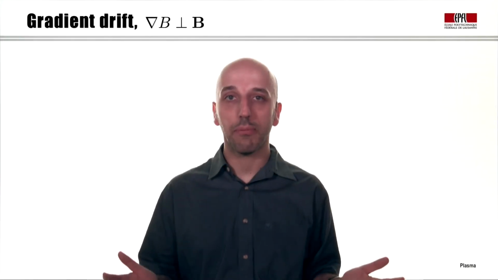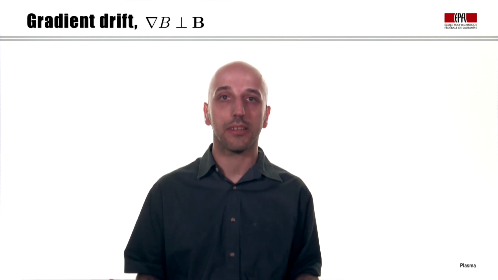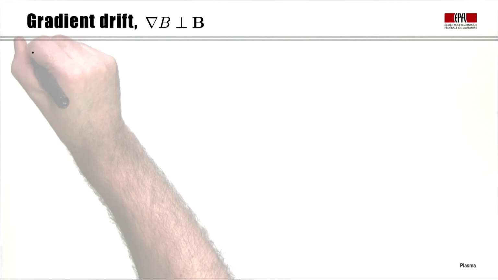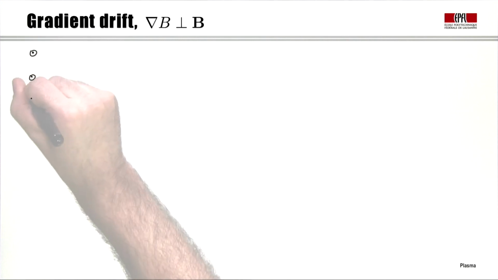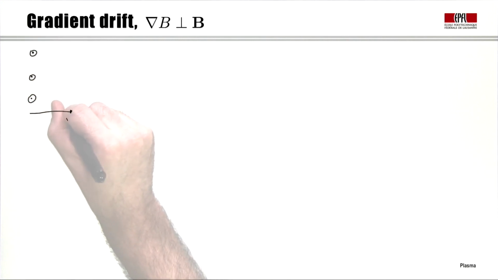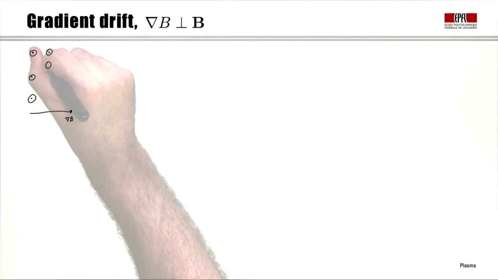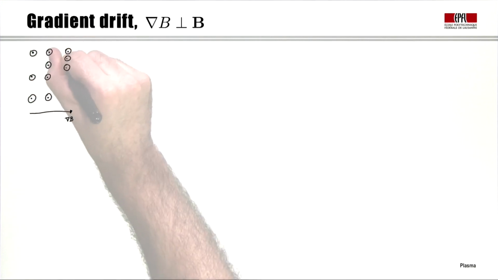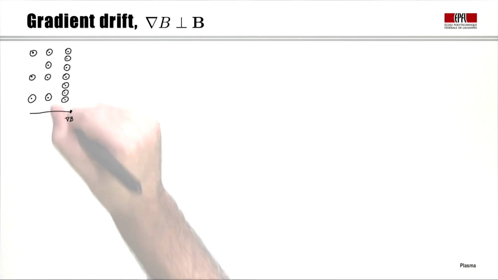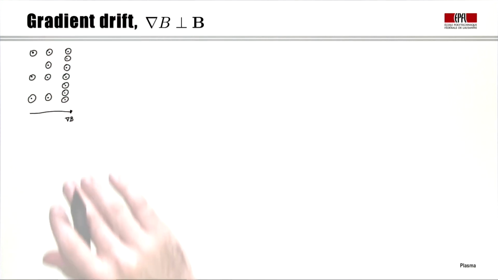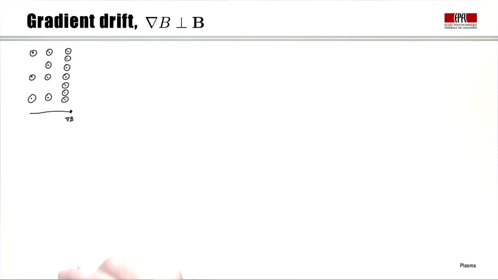In this short appendix, I will give you all the details necessary to derive grad B drift. So the situation is the one of a magnetic field that goes out from the plane and with a gradient in this direction perpendicular to B. It means that the field lines will become more compressed by going this direction. What is the trajectory of a particle moving in this magnetic field?